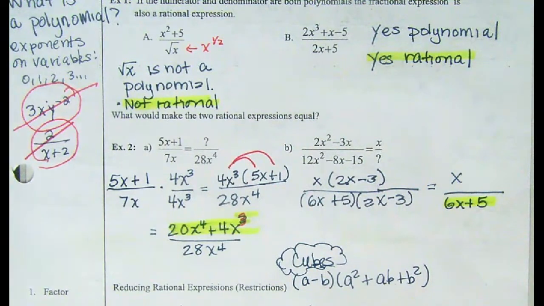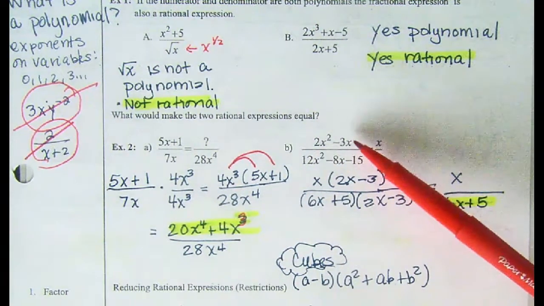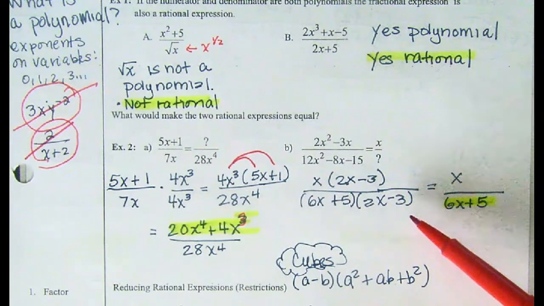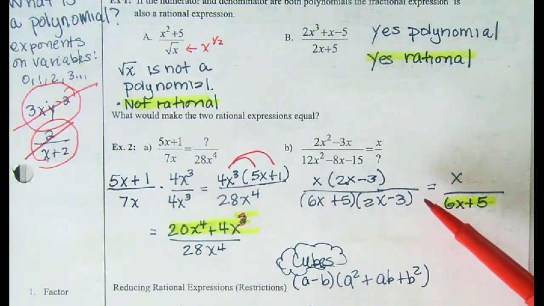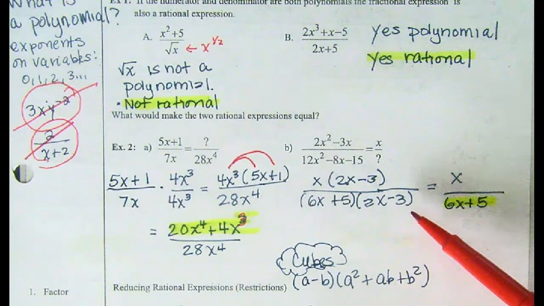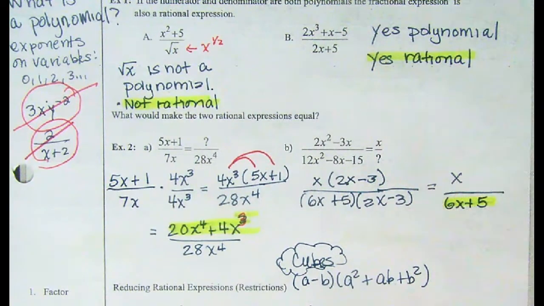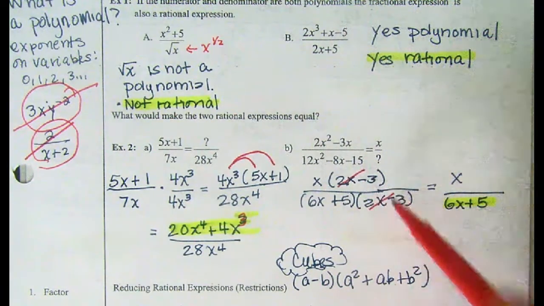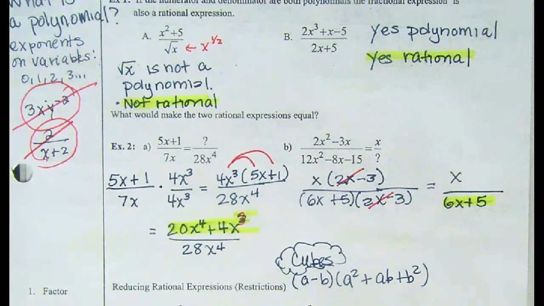Looking at B, how I figured out the question mark is I started by factoring. So you can see on the top, an x came out, and it factors as x times 2x subtract 3. And the bottom factors as 6x plus 5 times 2x subtract 3. So looking at this, you can see that these will cancel, giving me x over 6x plus 5.